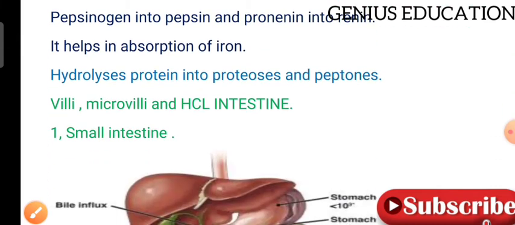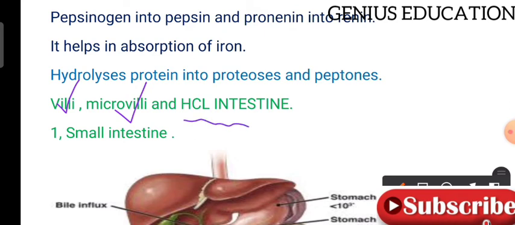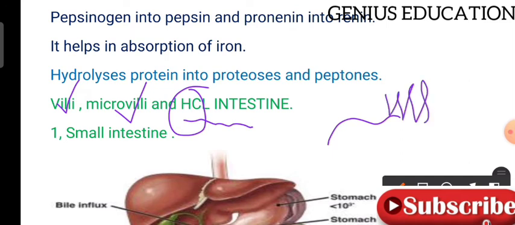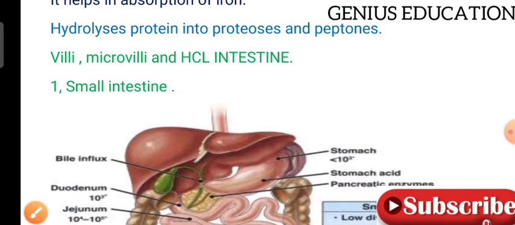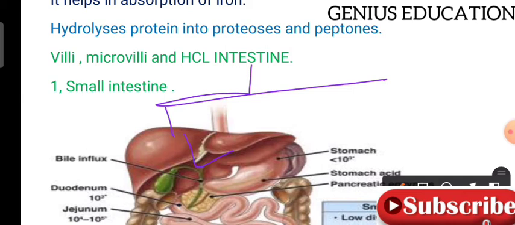Inside the stomach you will find villi and microvilli, and HCl is secreted. Alright, so I told you villi is a very hair-like projection which rises from the stomach wall. And now the intestine, we are going to talk about. I told you intestine is divided into mainly two types, one is the large intestine, another is the small intestine.